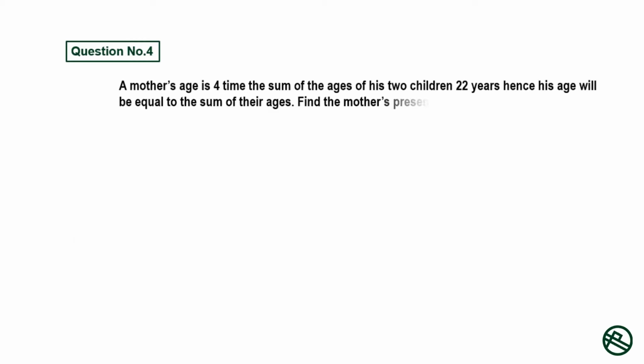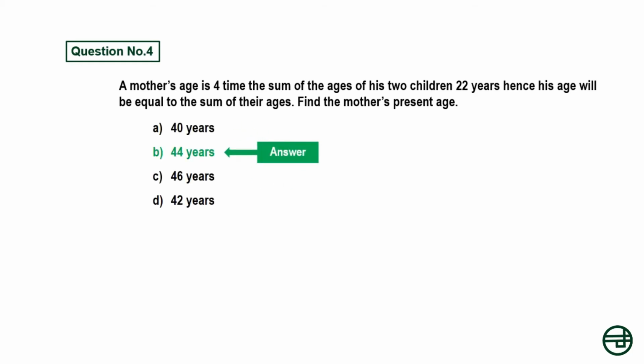Question number 4. A mother's age is 4 times the sum of the ages of her 2 children. After 22 years, her age will be equal to the sum of their ages. Find the mother's present age. Option A, 40 years. Option B, 44 years. Option C, 46 years. Option D, 42 years. Answer is option B, 44 years. Explanation.